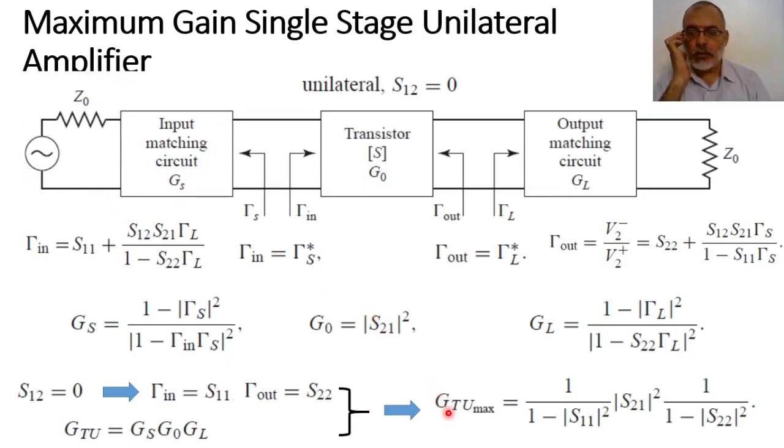So the maximum unilateral gain is 1 over 1 minus S11 squared multiplied by S21 squared multiplied by 1 over 1 minus S22 squared. This is the maximum unilateral gain. The conventional unilateral gain, GTU, would be S21 squared only. Alright?